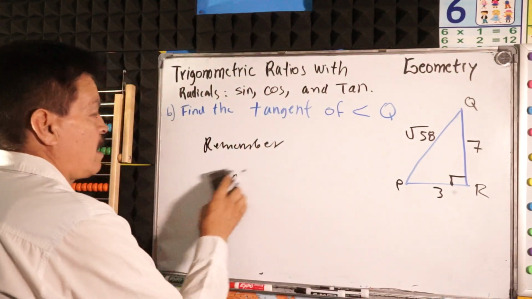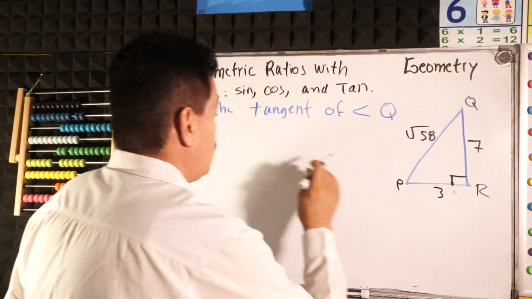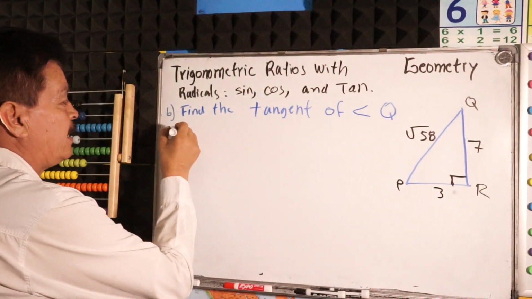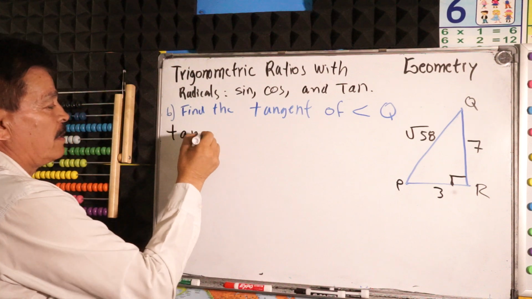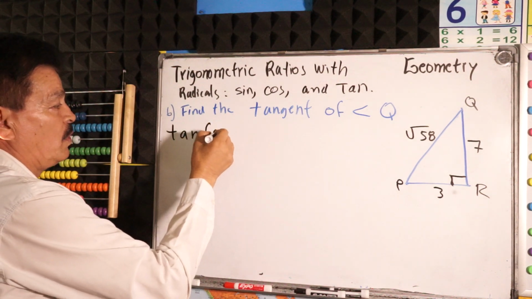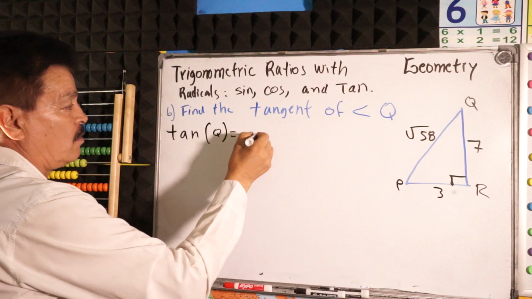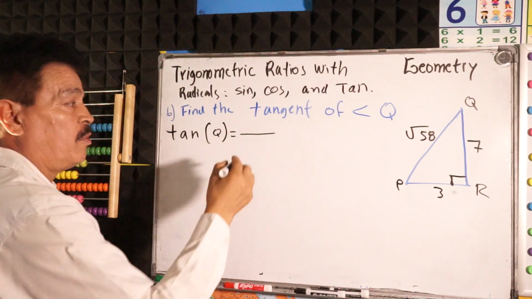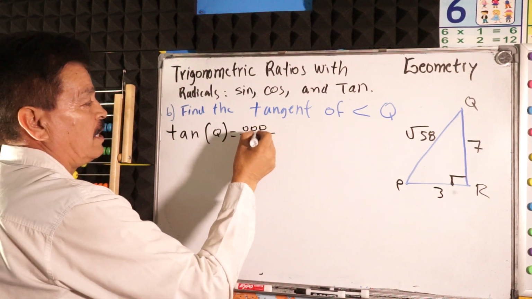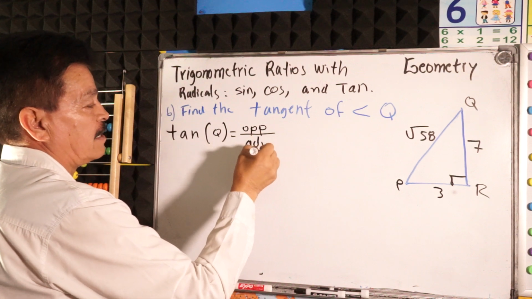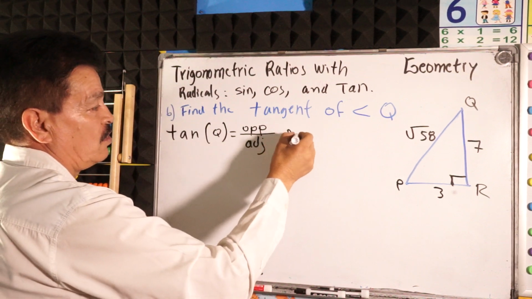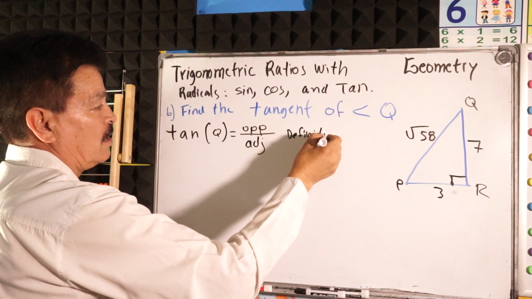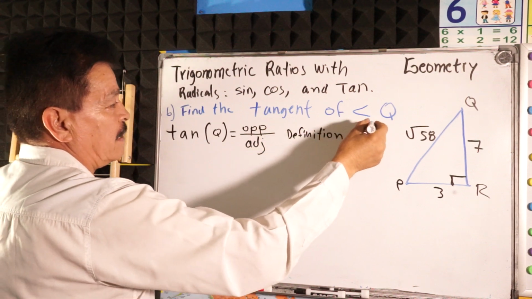See? After this, let's write the first step. Tan of angle Q equals, like I told you, the opposite side divided by the adjacent side. So this is the definition of tangent.